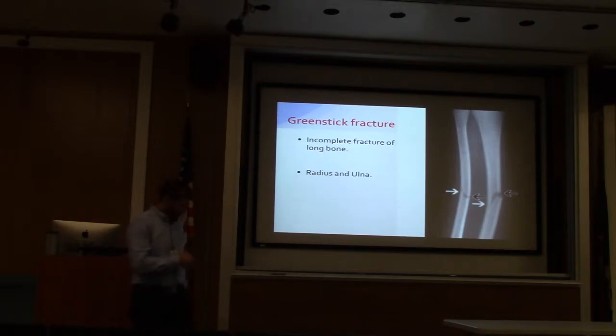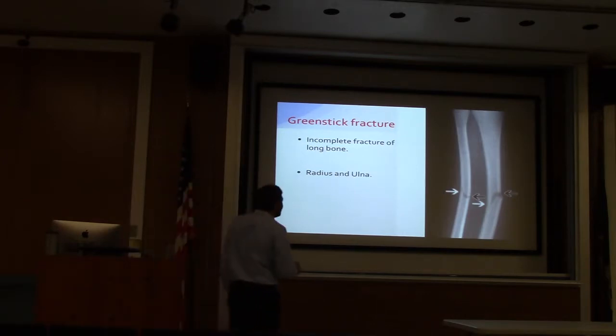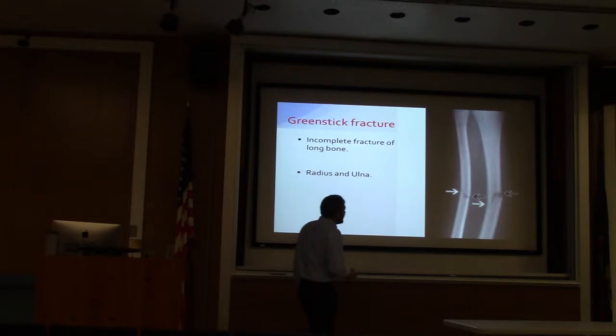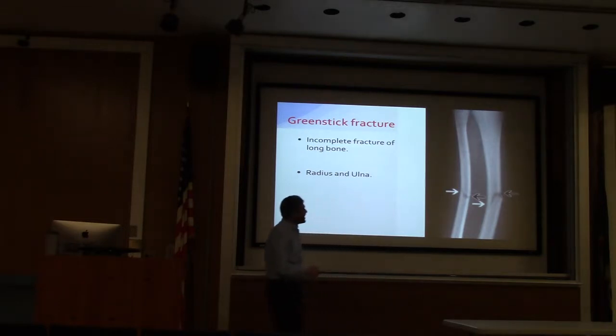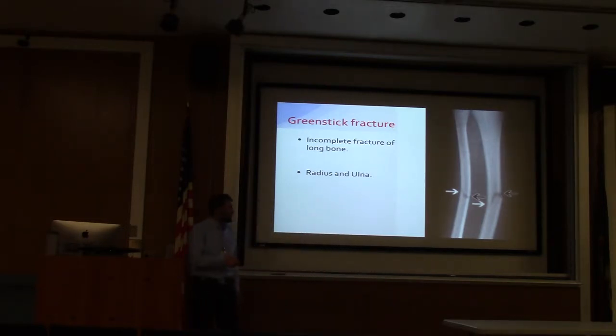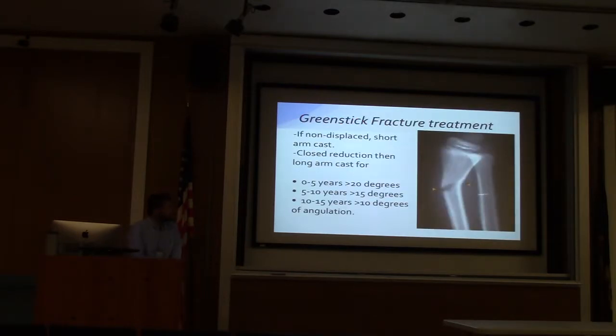It's one side, as you see: one side of the cortex is intact, and the other side is fractured. It's an incomplete fracture, and usually the common site is radius and ulna. Usually it's a push mechanism, and the treatment, if it's not displaced, is just immobilization with a short arm cast.